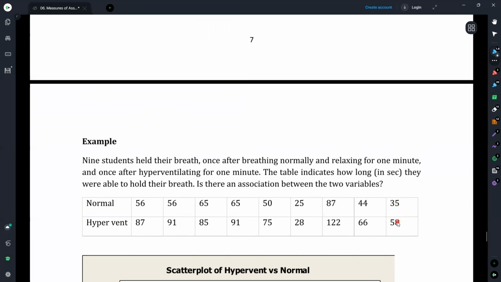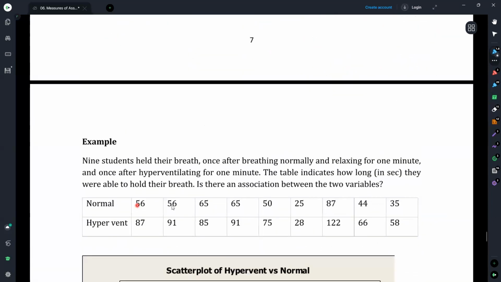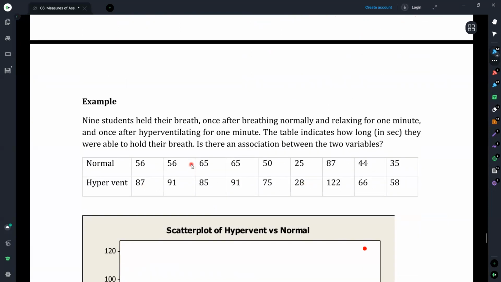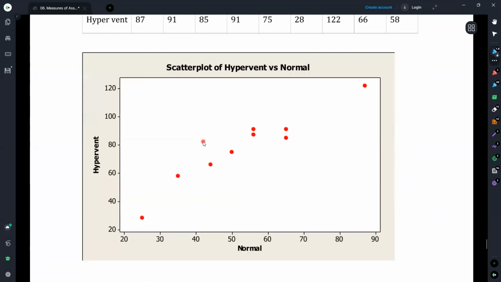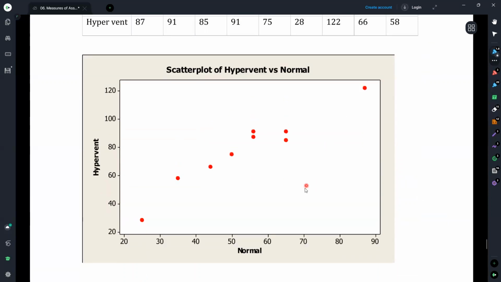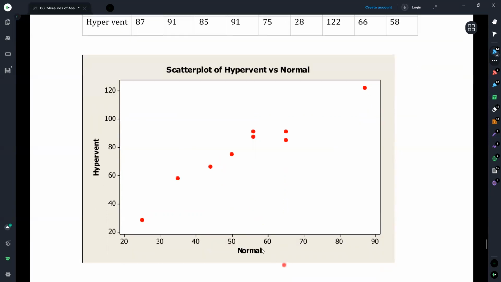As the first thing for the correlation analysis, I mentioned that we need to find out whether there is a linear relationship among the variables or not. Now we can use a scatter plot to find this out. I have created the scatter plot for the normal and the hyperventilated data provided. If I take random points, we can see that the point is 56 under the normal, and the value we obtained under the hyperventilated is 87. Therefore, 56 and 87 would be this point.